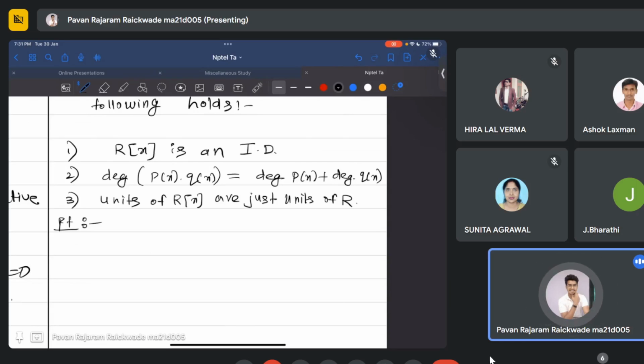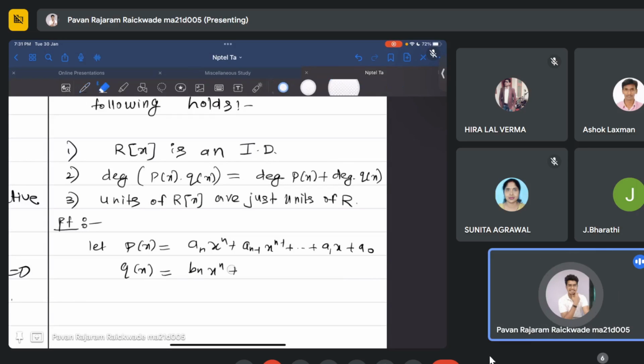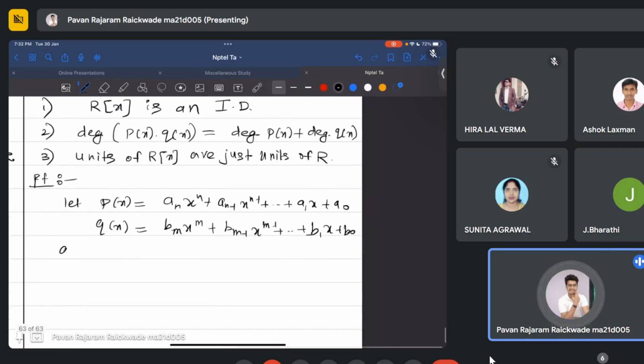So let R be an integral domain. What happens to R[x]? You take a polynomial p(x), which is, let's say, a_n x^n + a_{n-1} x^{n-1} and so on till a_1 x + a_0. Similarly, you take q(x) to be b_m x^m, of degree m. Of course a_n and b_m are non-zero. That's the way you write it.